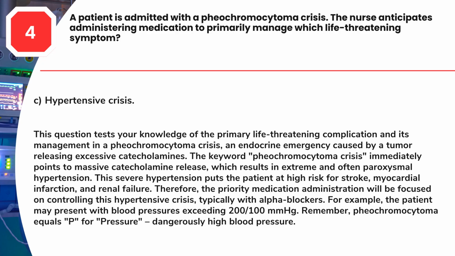This severe hypertension puts the patient at high risk for stroke, myocardial infarction, and renal failure. Therefore, the priority medication administration will be focused on controlling this hypertensive crisis, typically with alpha blockers. For example, the patient may present with blood pressures exceeding 200/100 mmHg. Remember, pheochromocytoma equals P4 pressure, dangerously high blood pressure.